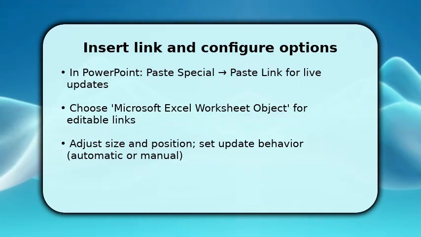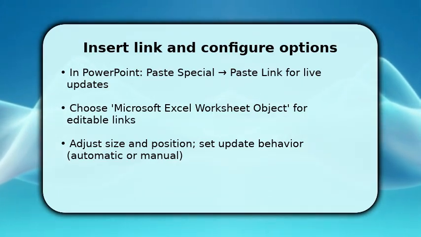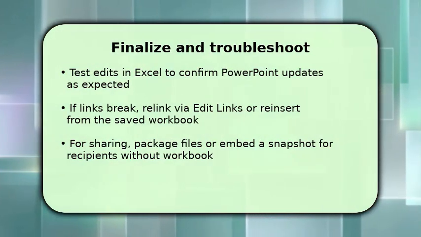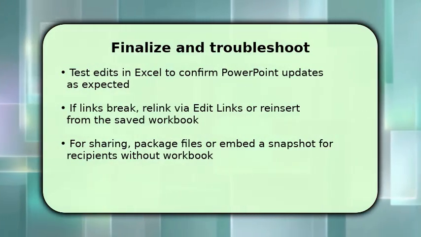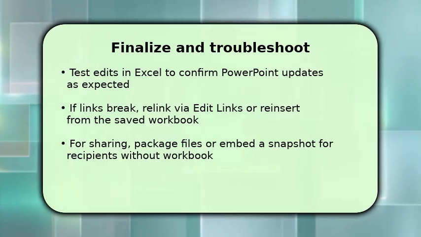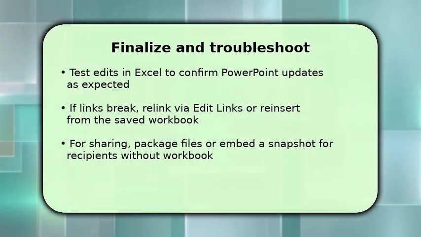Finish by testing the workflow. Change data in Excel and save, then open the PowerPoint slide to confirm the linked content updated. If links fail, use PowerPoint's Edit Links dialog to update, change source, or relink to the correct saved workbook.